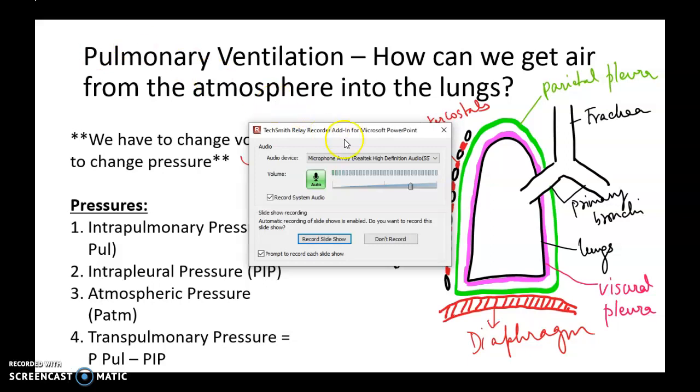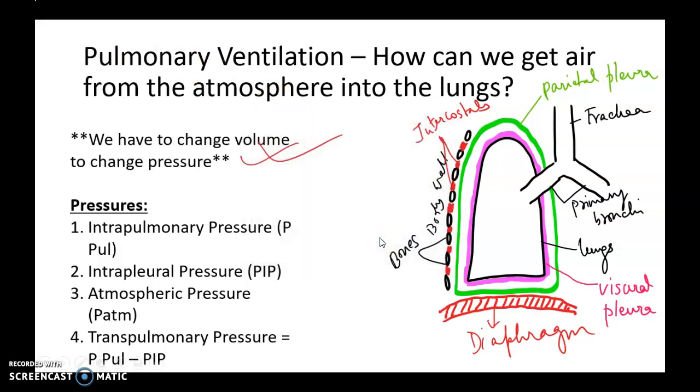Alright, so we have labeled the different structures that we see in this diagram, right? Now we will focus on some pressures. There are four types of pressures that we will talk about, and please listen to me carefully.